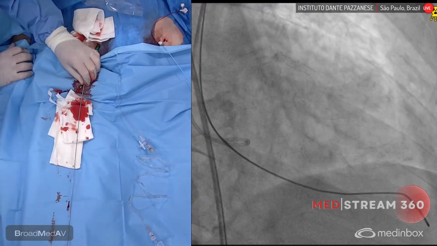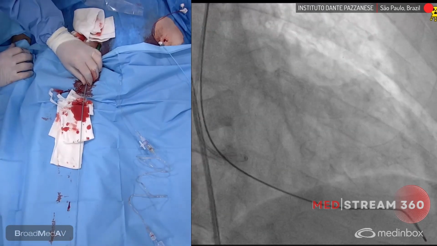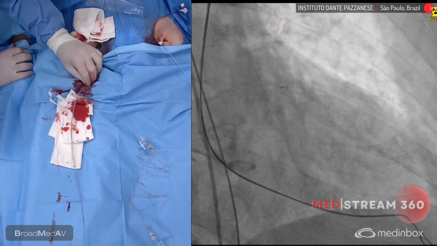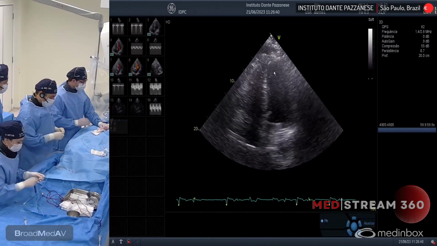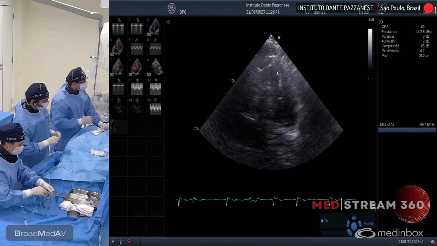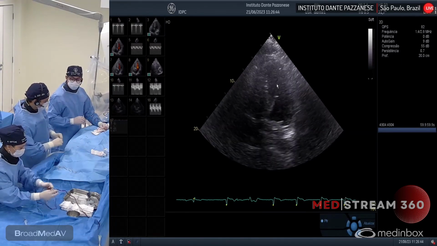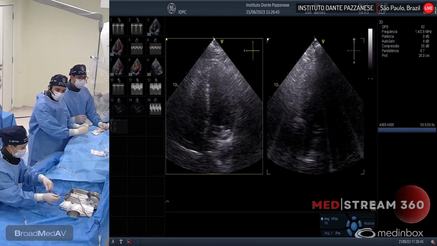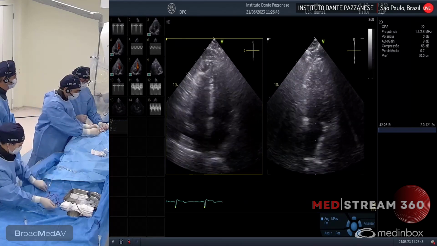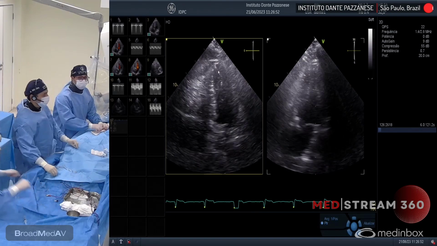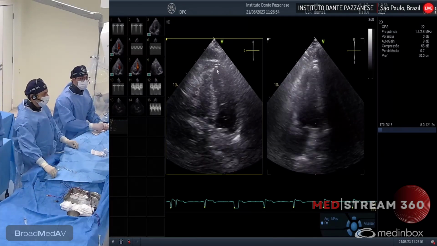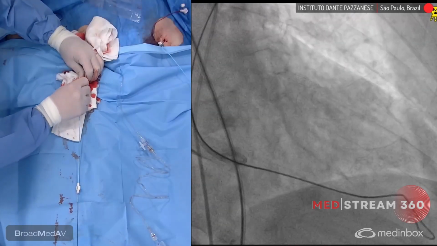If you can show us, Wendy, you have the echo on the screen, please. We can see that the wire is over here, at the top of the ventricle, and we can see with multiplane imaging. So do you think the wire is in a good position? It's okay. It's right at the top of the ventricle, in the apex. Now we remove the unplatted catheter.